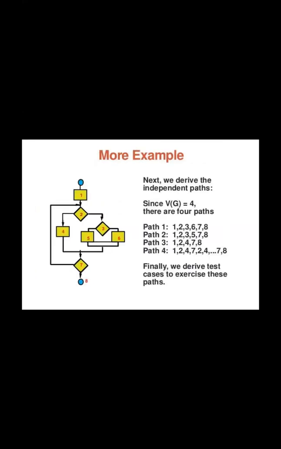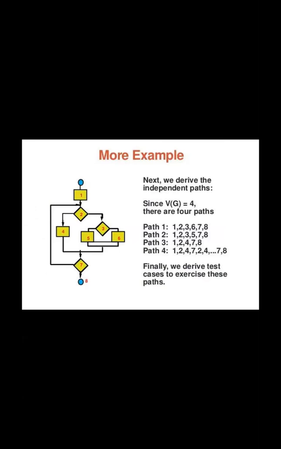How can we measure the cyclomatic complexity? For the given program, the corresponding flow graph will be drawn. Based on the flow graph, we can identify the paths. So from the paths, for the given example, we derive the independent paths. How many independent paths are there? We have the independent path from 1 to 2, 3 to 6, then 7 to 8.